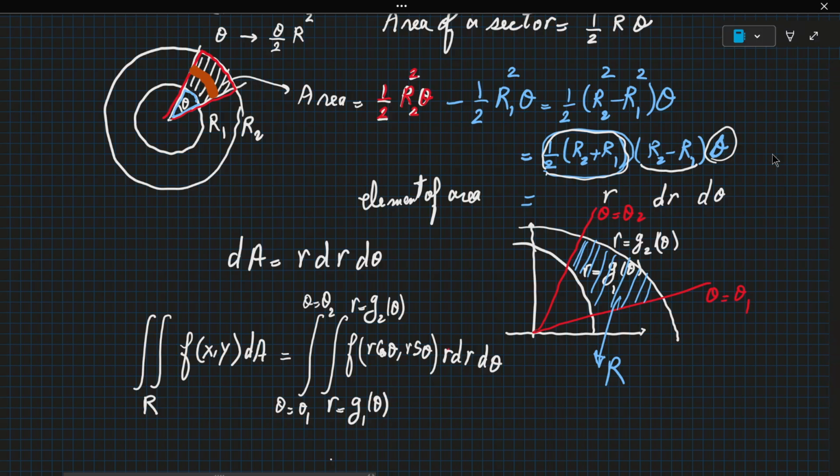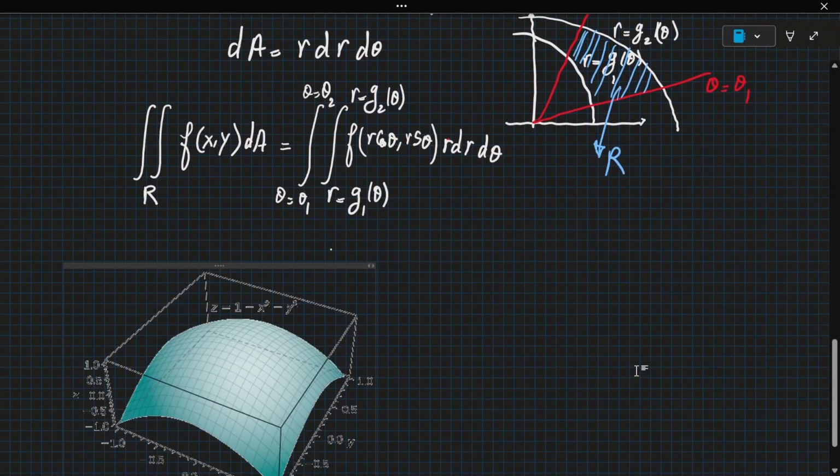Okay, let's go take a look at a problem. Suppose we have a surface defined by an equation in x and y, and we want to find the area under it over a certain circle. Let's go ahead and take a look at this one.